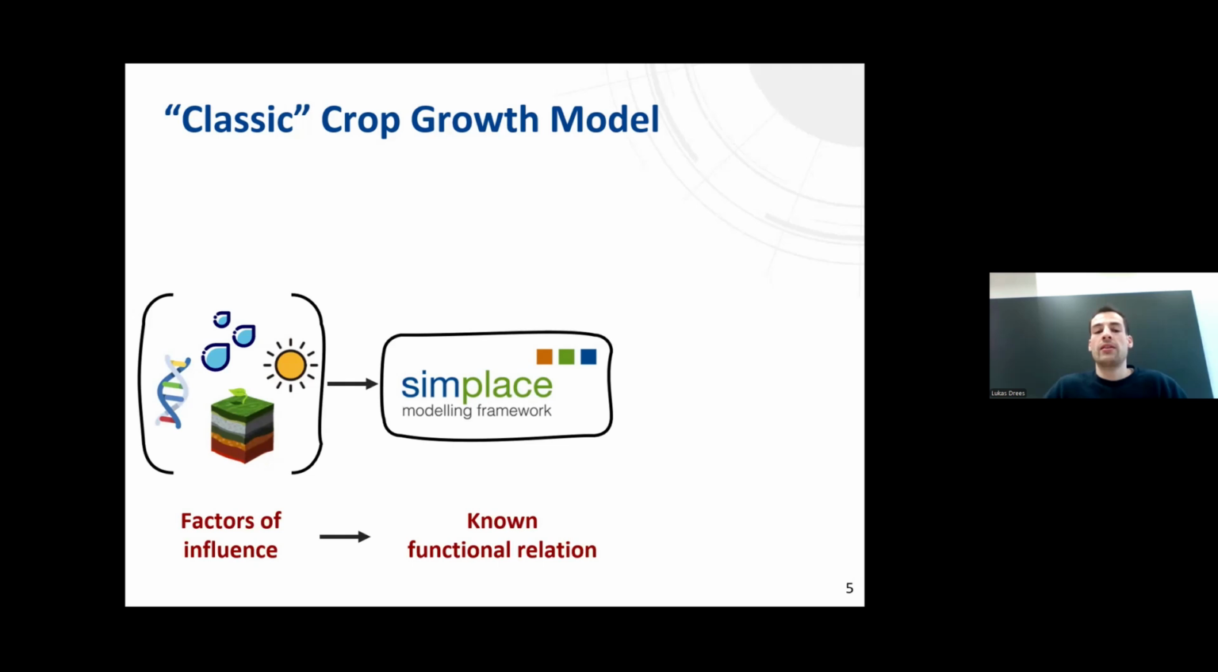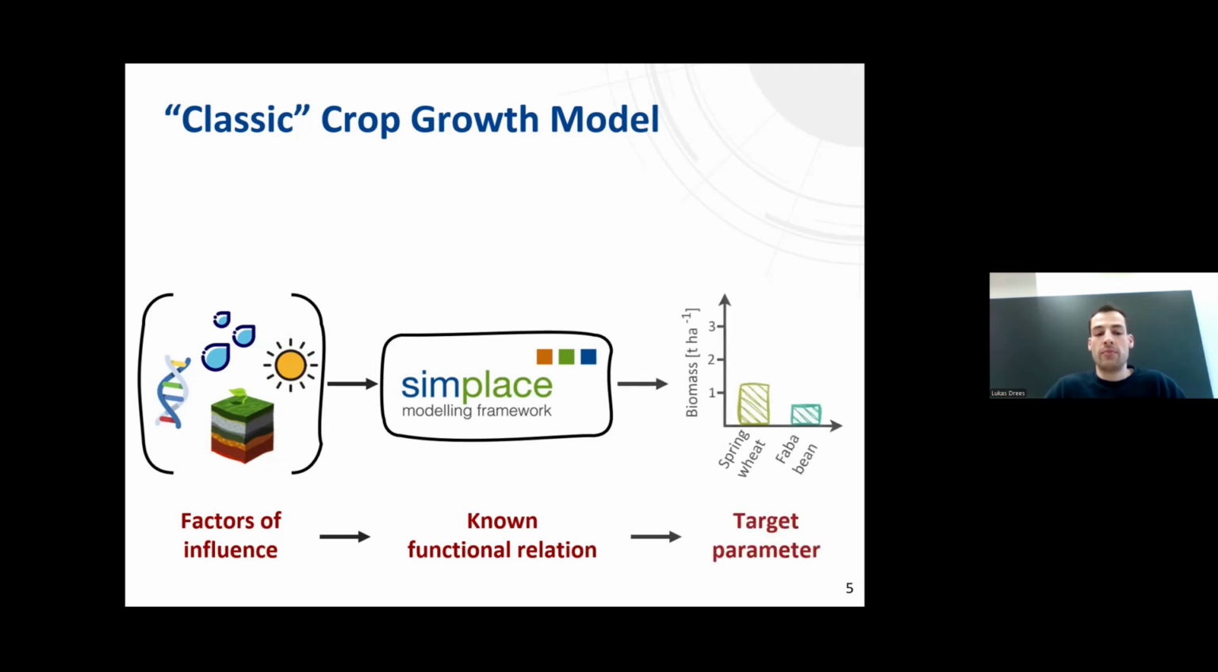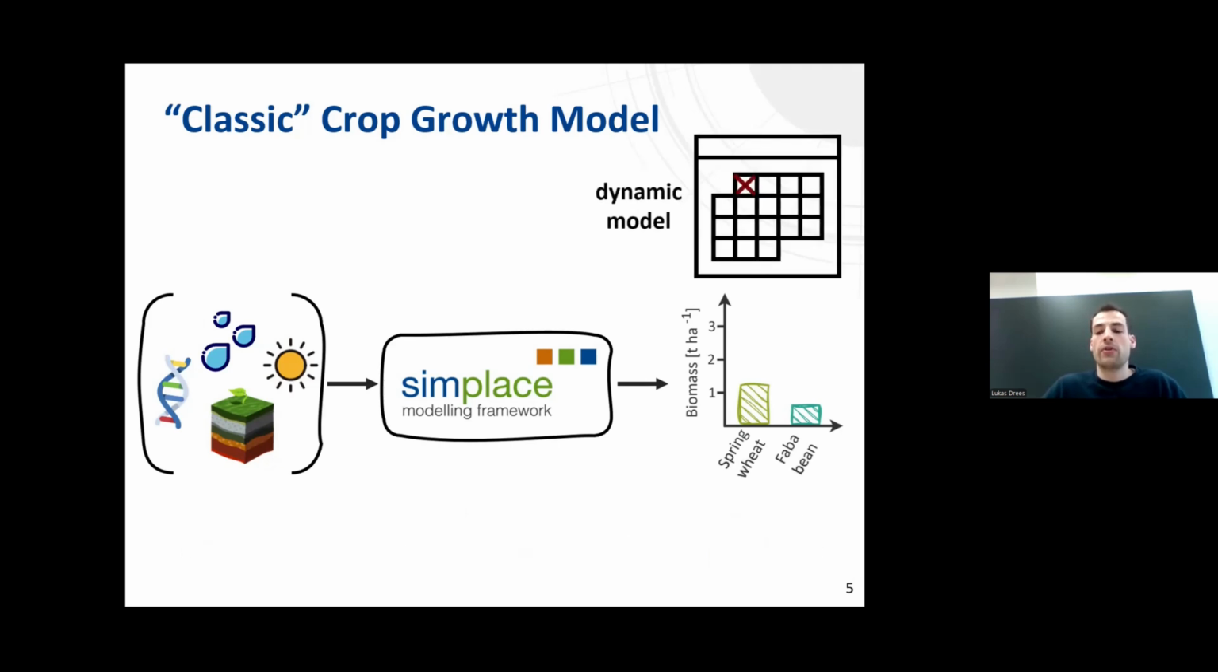And then given specific influencing factors, they can predict certain target parameters like the biomass. And the cool thing now is they can do this not only for a single date, but for every date in the growing period.